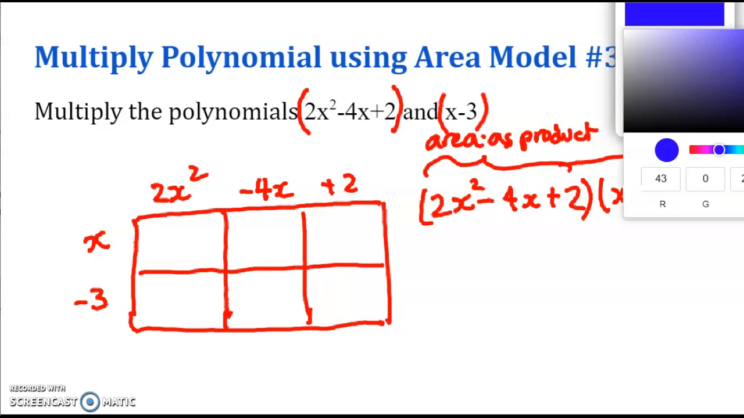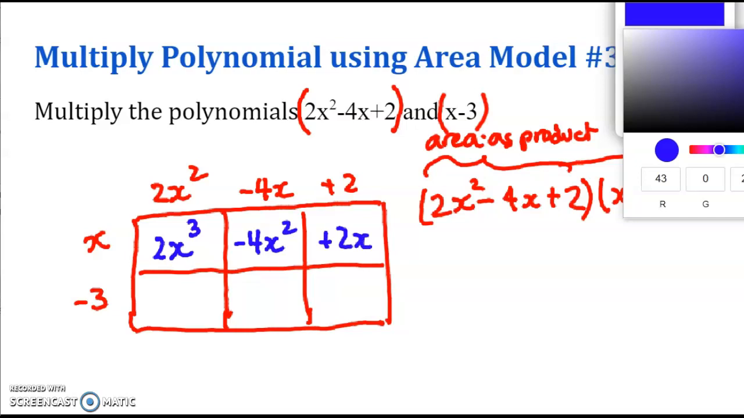Now to figure out the area as a sum, we need to multiply, don't we? So 2x squared times x. That's just going to be x to the power of 3, with the 2. Remember, x squared is x times x, multiplied by another x is x times x times x, which is x to the power of 3. Negative 4x times x is negative 4x squared. 2 times x is positive 2x. Then 2x squared times negative 3.